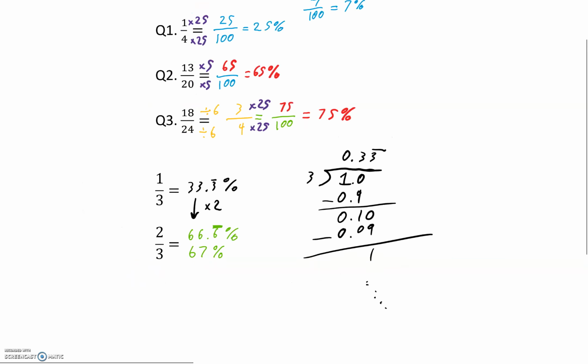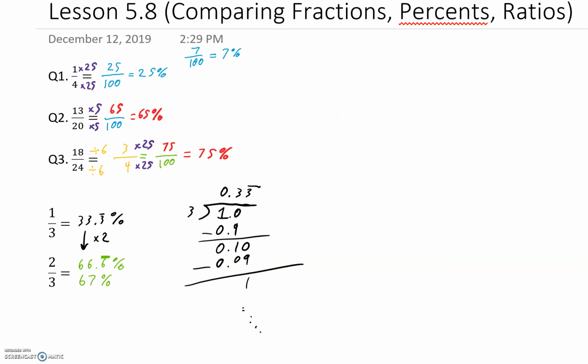Well, that is everything there is to say about comparing fractions, percents, and ratios.